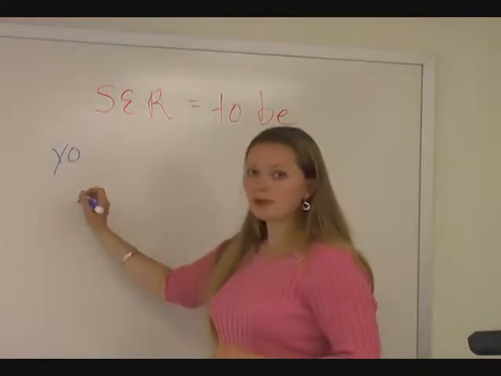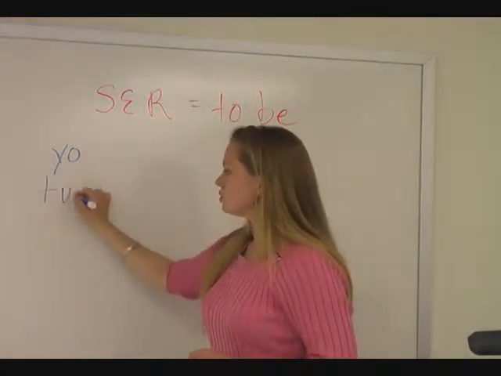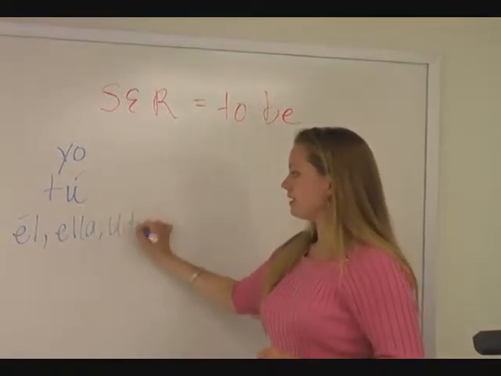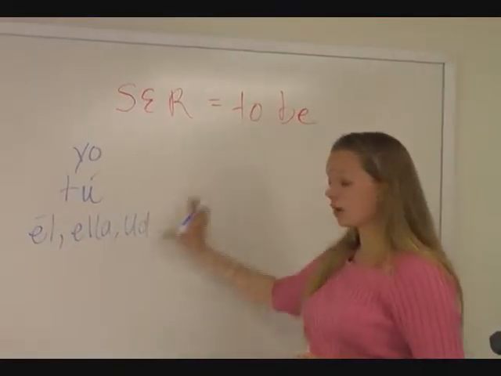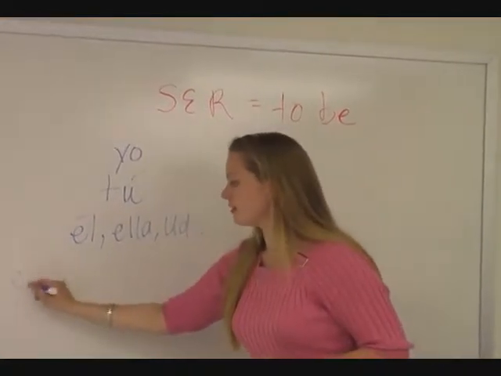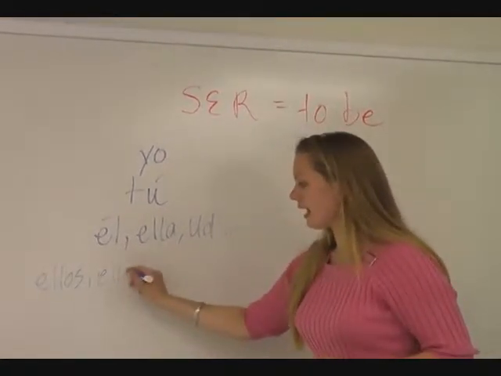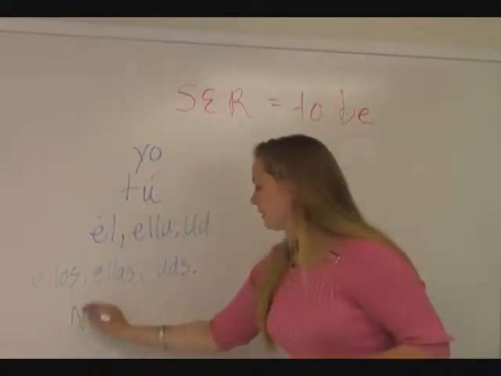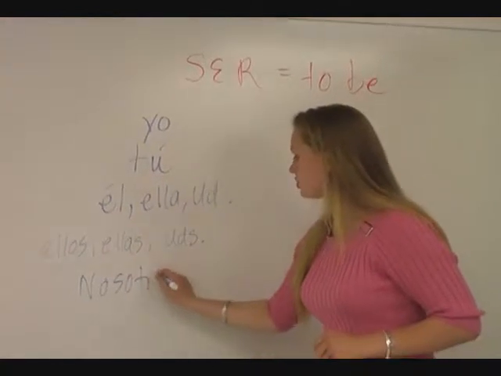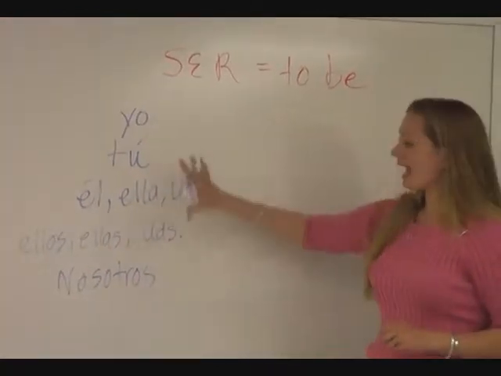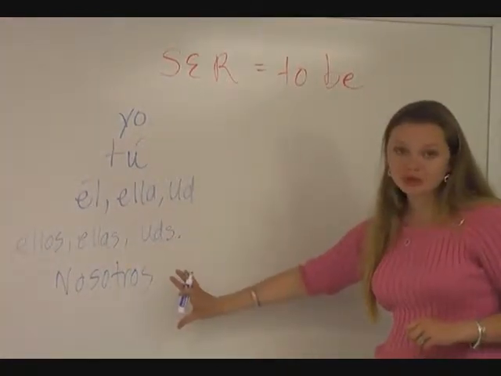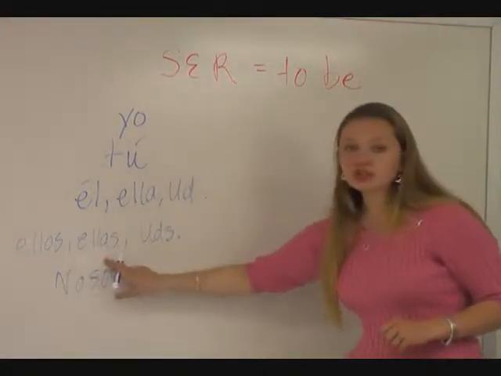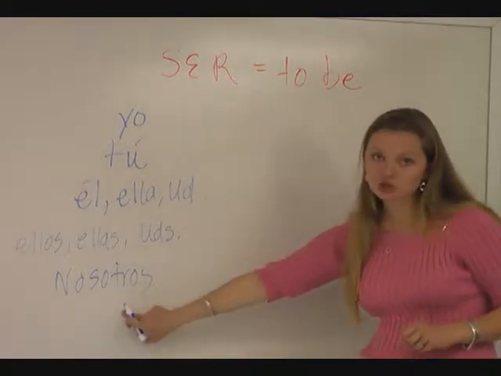difícil. If you'll remember our subject pronouns, yo, tú, él, ella, and usted, they come together because they share one form of the verb, so we'll leave them in the same category. The same with ellos, ellas, and ustedes. Y al final tenemos nosotros. Estos son los pronombres del sujeto. Yo, tú, él, ella, usted, ellos, ellas, ustedes y nosotros.